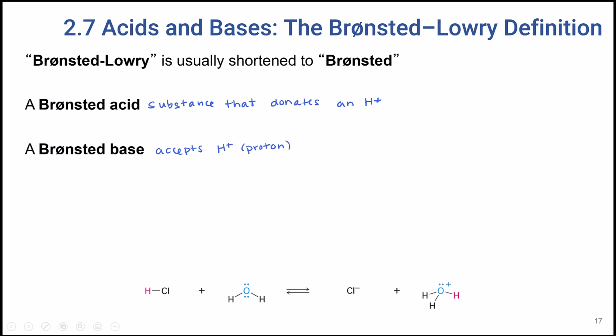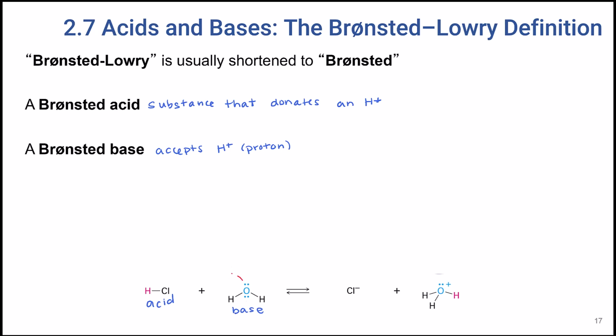Some of the characteristics of a base are that it is negatively charged or partially negative. So negative or partial negative, and that's going to accept the proton. And Bronsted acids usually are the proton donor. So in an example here, we have HCl, which is acting as an acid. That's going to donate a proton to water, which is acting as our base.